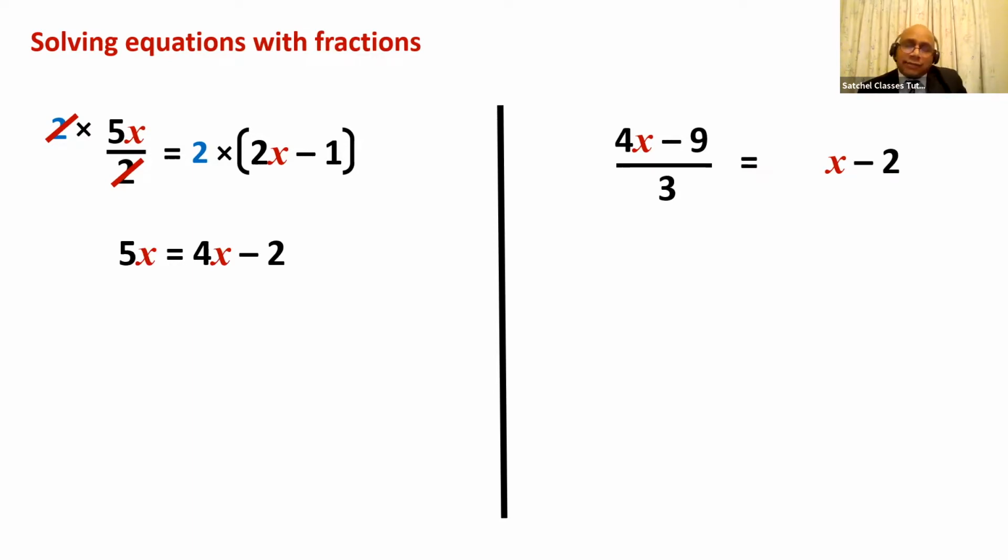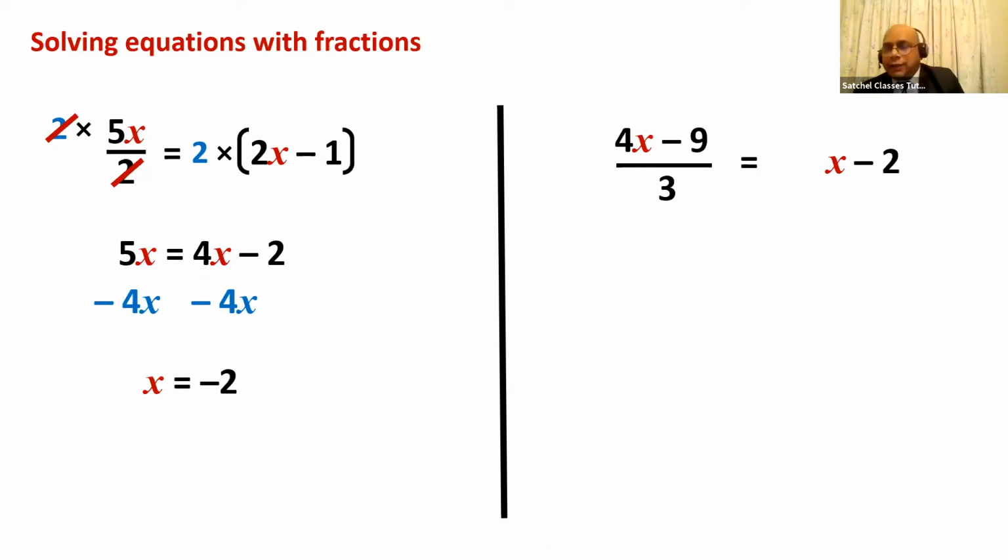Now this is something similar to what we were doing earlier, unknowns on both sides. So let's get 4x onto the left by subtracting 4x on both sides of the equation. So 5x minus 4x is x on the left. 4x minus 4x is 0 on the right. So 0 minus 2 is minus 2. So x equals minus 2. And there you go. We got your answer.